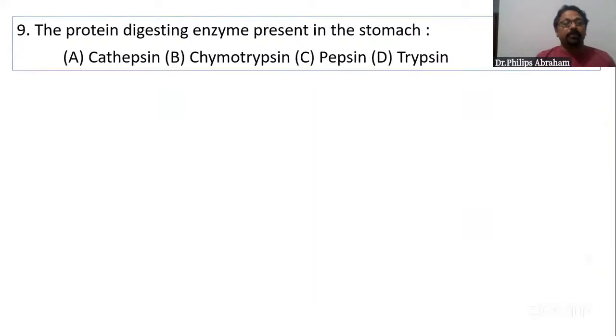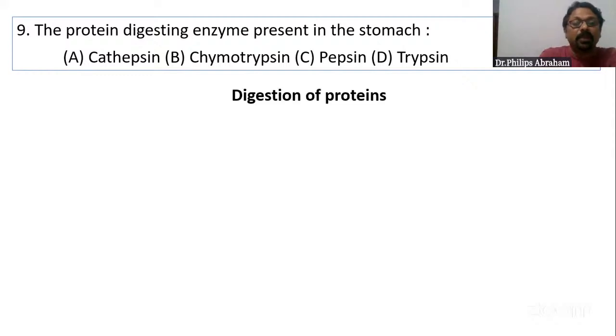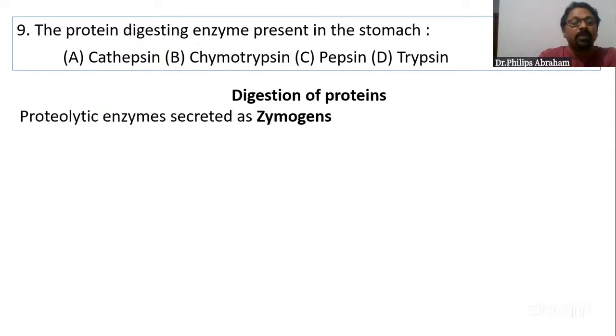9th question. The protein digesting enzyme present in the stomach, which is about the digestion of protein. Think from here. This is one question that can be asked. All proteolytic enzymes are secreted in inactive forms because they shouldn't digest our own cells. For the inactive form of an enzyme, we use the word zymogens.